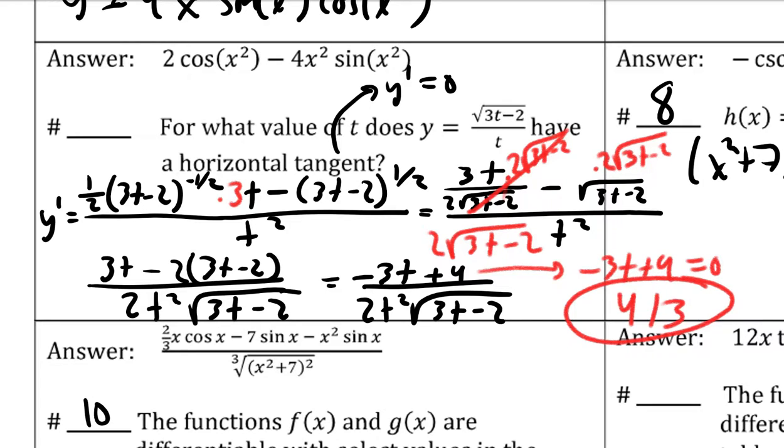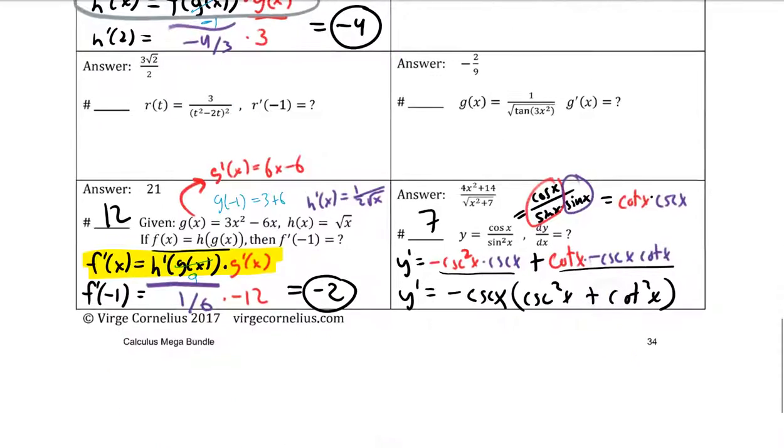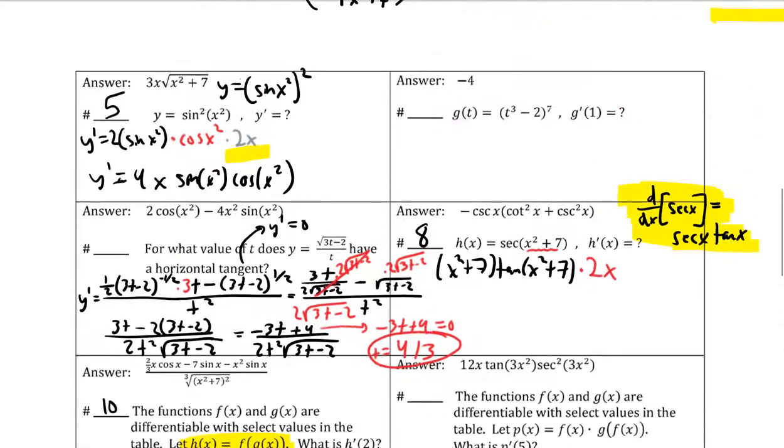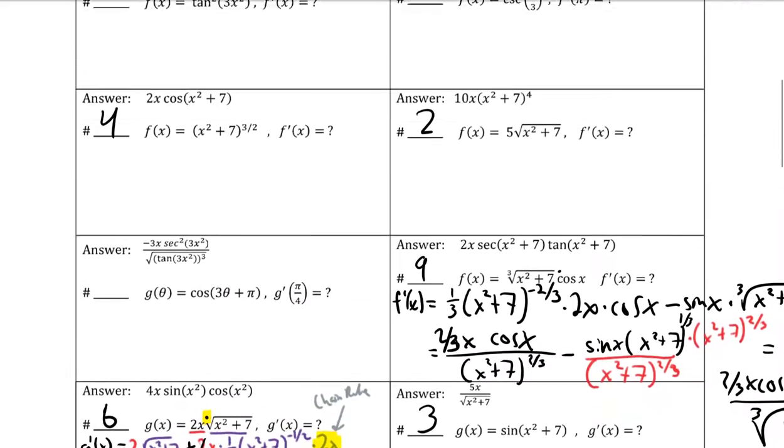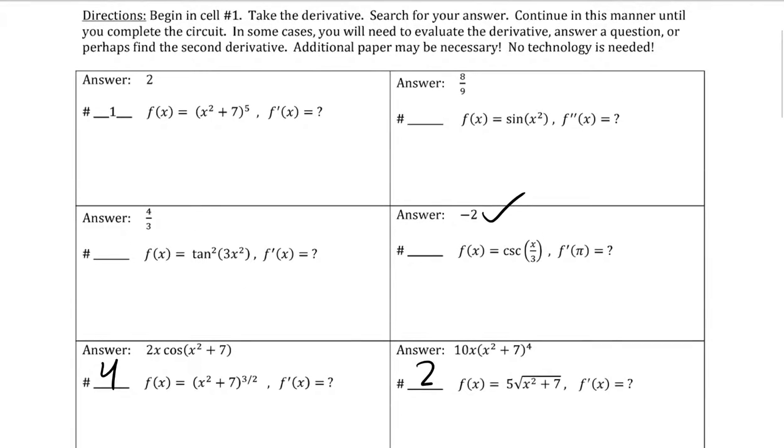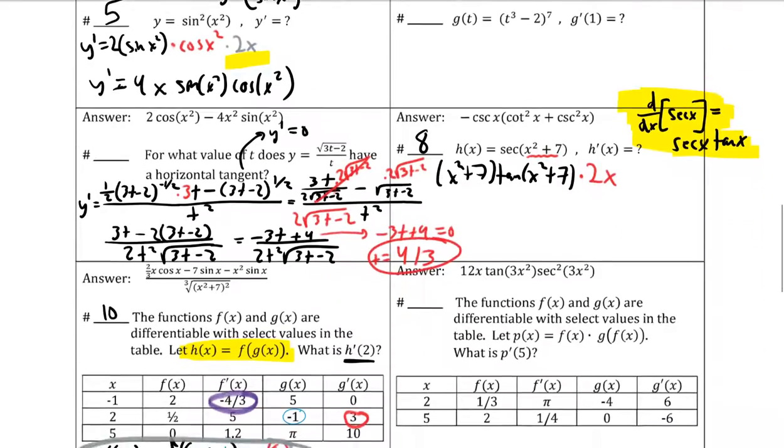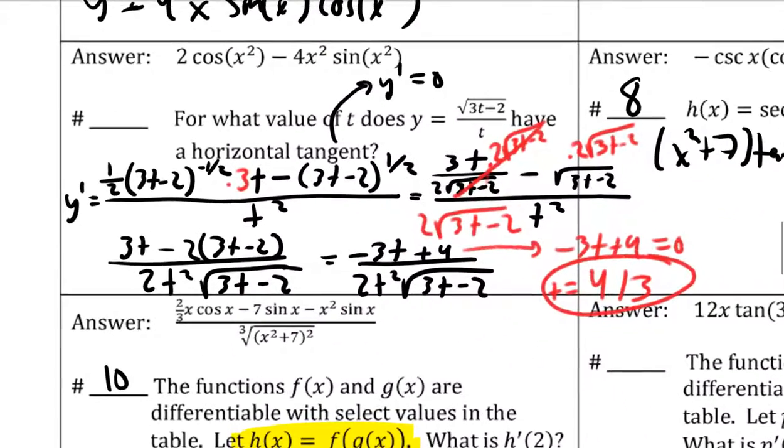So it looks like when t is 4/3, we make this 0, which is the derivative, and when the derivative is 0 is when you have a horizontal tangent line. And I see 4/3. Yeah, that's what I got. That one's on the front page.